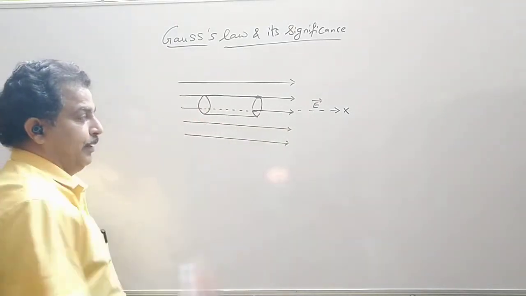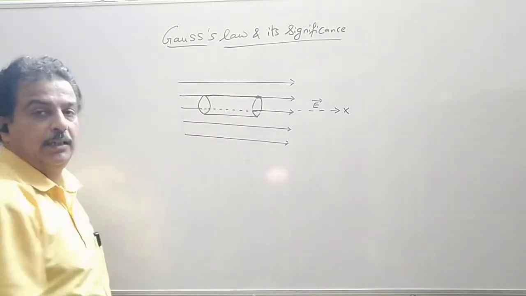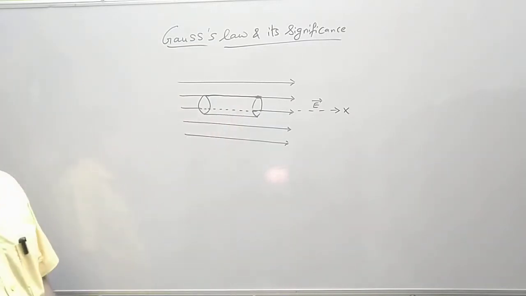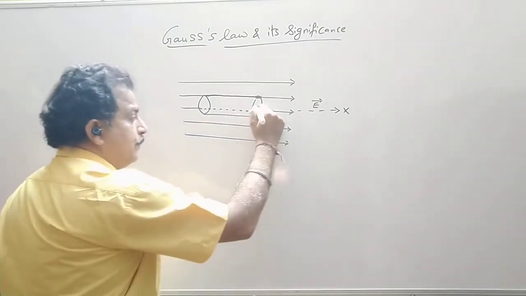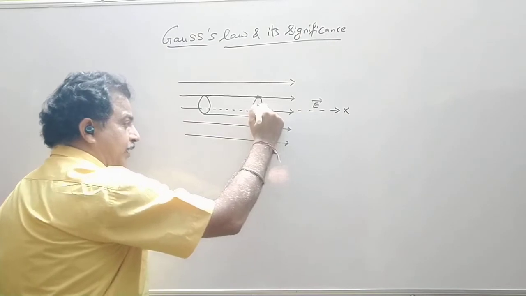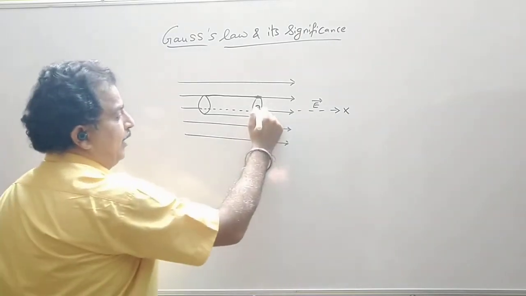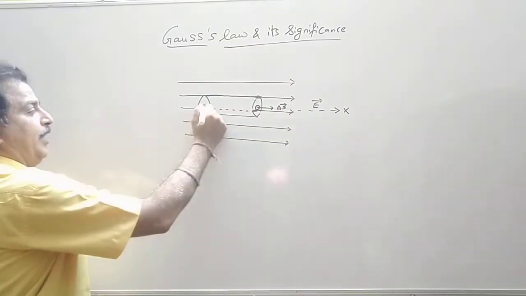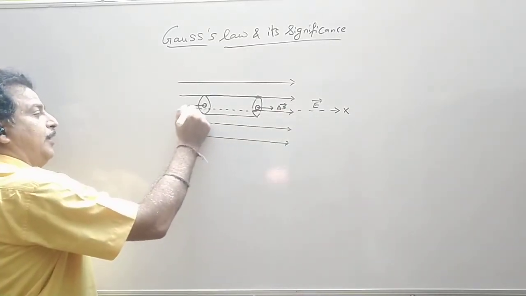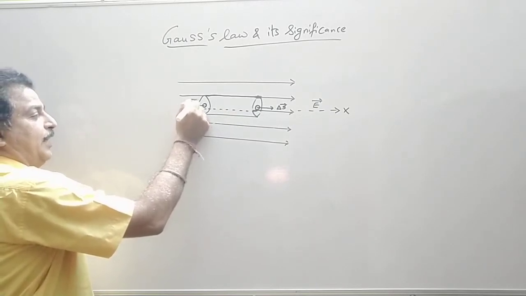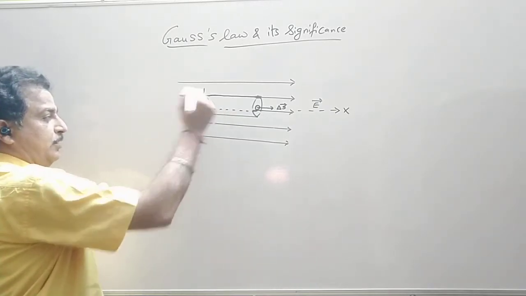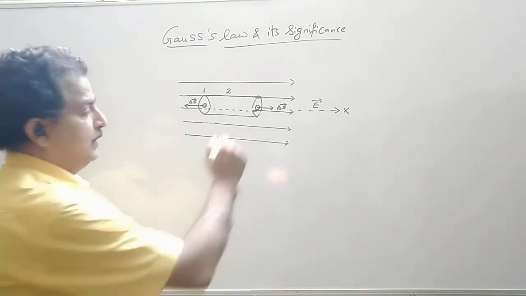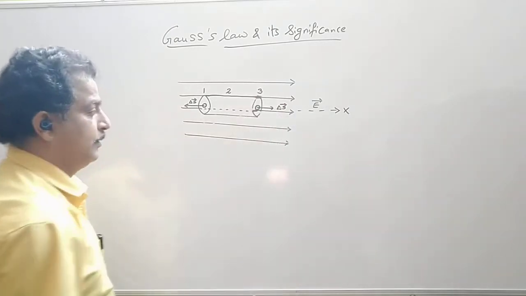Now the first step: the cylinder is divided into 3 portions, 2 cross sections and 1 curved surface. Let us take one small element. The area element of this is delta S vector. Similarly, if I take the element here, delta S vector will be on this side. So this is the first region, cross section, second is the curved region, and third is again a cross section.